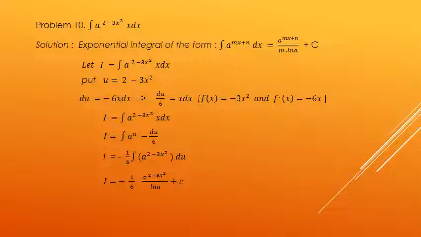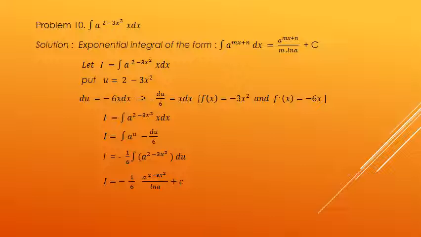So we put the values of u and x dx in the given integral. So the next step is: the integration equals, again, we know that minus 6 is a constant, so we put it outside of the integral and we take the integration of the function.